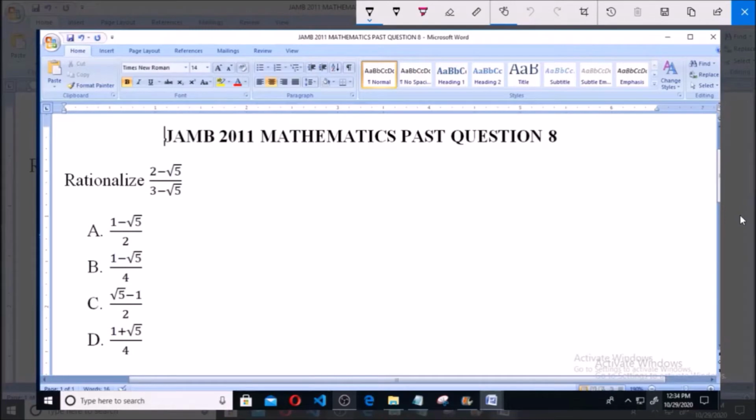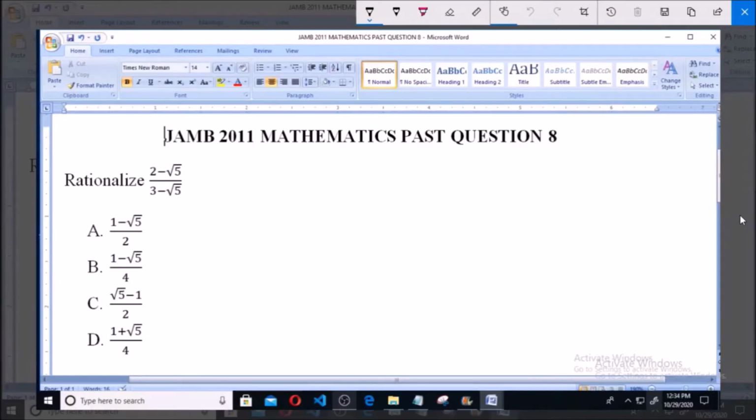I will be answering JAMB 2011 Mathematics Past Question 8. Rationalize 2 minus root 5 all over 3 minus root 5. A, 1 minus root 5 over 2; B, 1 minus root 5 over 4; C, root 5 minus 1 over 2; and D, 1 plus root 5 over 4.